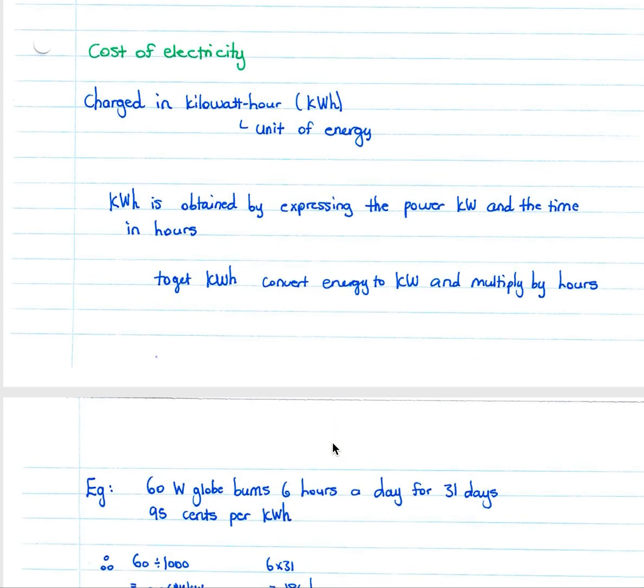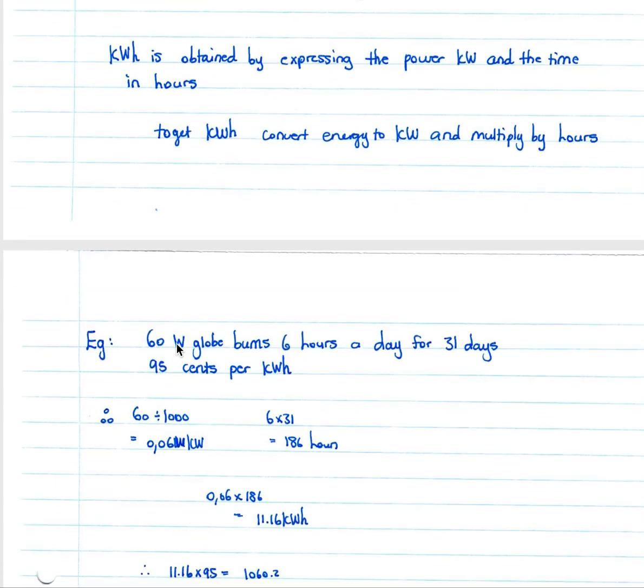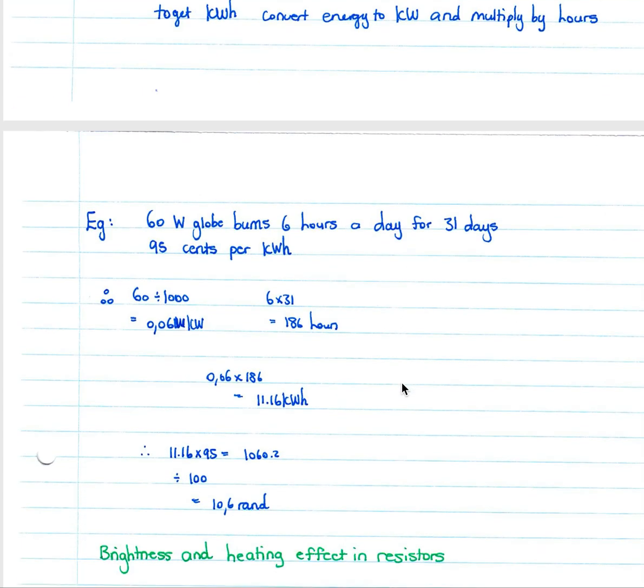Obviously electricity is charged in kilowatt hours, which is a unit of energy. Kilowatt hours is obtained by expressing the power in kilowatts and the time in hours. To get kilowatt hours, you convert your power to kilowatts and multiply that by the hours that you use your electricity for. So let's look at this example where we have a 60-watt globe that burns 6 hours a day for 31 days. Obviously we need to convert 60 watts to kilowatts.